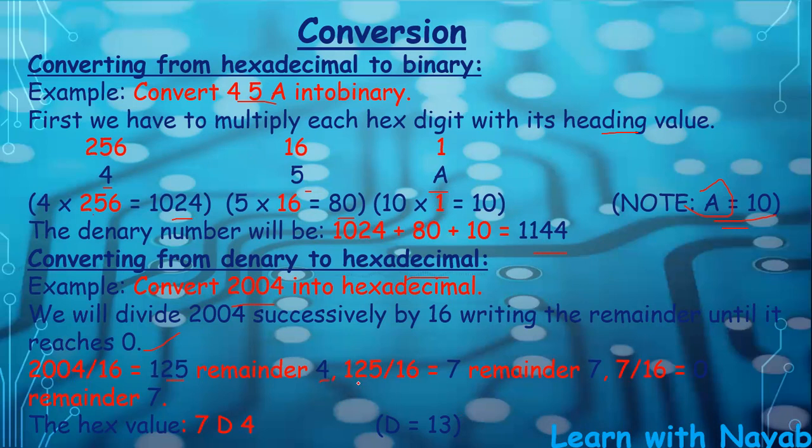Then 125 divided by 16 equals 7, and the remainder is 13. 7 divided by 16 is 0, and the remainder is 7. So the hex value will be 7D4. D equals 13, 7 is this, and D is 13, and this is the 4 that we got. So the hex value will be 7, D, and 4.